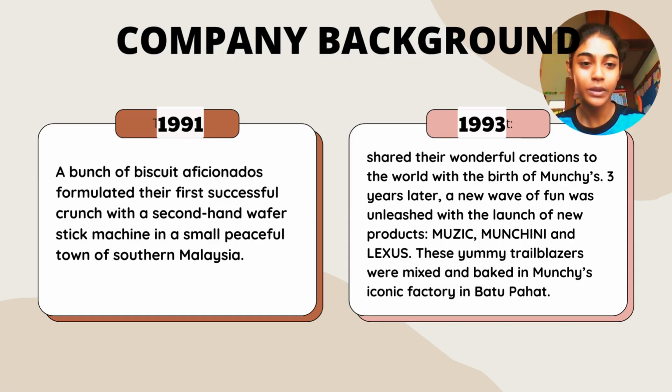Let's look into Munchy's company background. It all started in 1991. A bunch of biscuit aficionado brothers formulated their first successful crunch with just a second-hand wafer stick machine in a small peaceful town in Malaysia. And in 1993, they shared the wonders of their creation with the world, such as the Munchy's and Lexus. These were all baked in our own country, Malaysia, in the iconic factory at Batu Pahat.